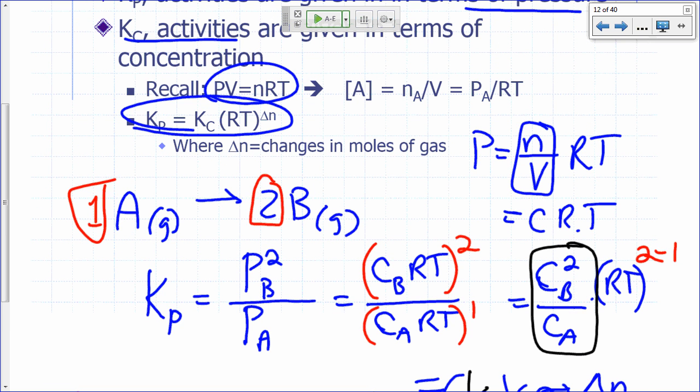Okay, so what I call concentration of A here, that's essentially this one right here. So that's moles of A over V, that's pressure of A over RT.